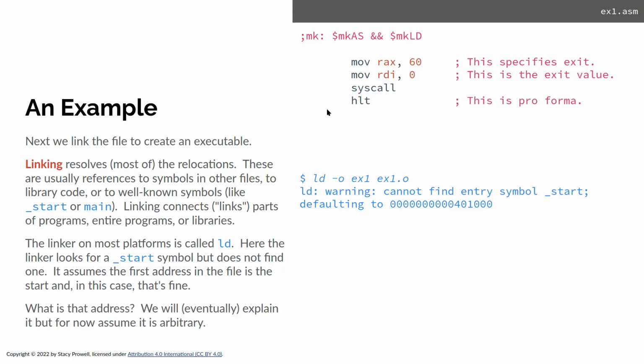Well, the only thing the linker needs to deal with for this little tiny program is the entry point. What's the first instruction to execute? Well, it's this one. And the way that it does that is it looks for a symbol called _start. If it doesn't find one, it assumes the first thing in here is the first instruction to execute. And in our case, that's correct. Now, what is this thing? We'll talk about that later.